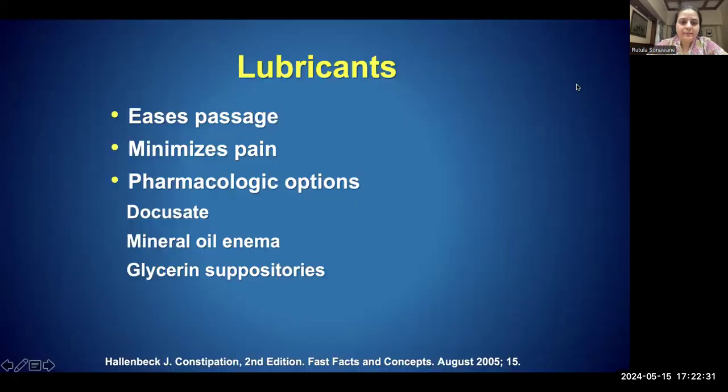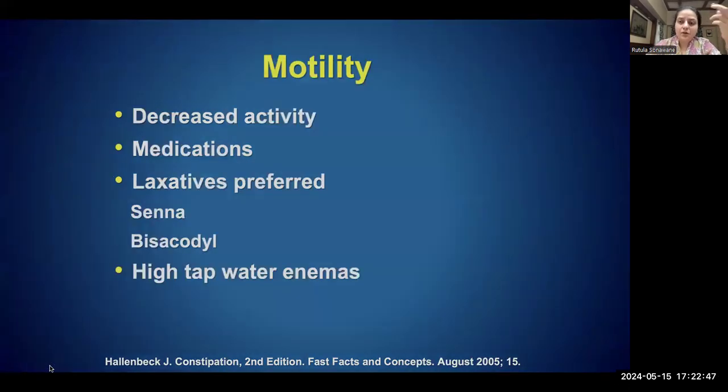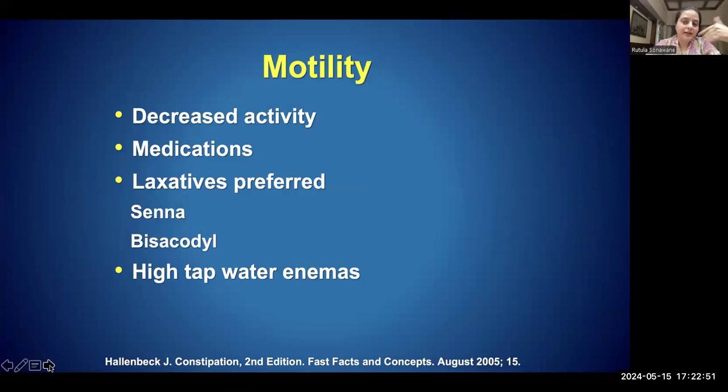So as I said previously, lubricants basically ease the passage of stools. It minimizes the pain, and lubricant examples would be docusate, oil enemas, or glycerin suppositories. So if there's a hard impacted stool, it's always good to give a glycerin suppository so that it softens up the stool, and then give an enema so that it passes very easily. Otherwise, if it's a very hard impacted stool and you give an enema, there's a high chance that the patient might develop anal fissures, which can be very painful.